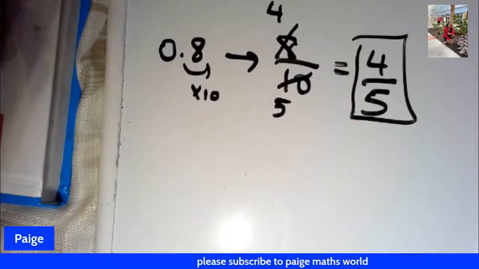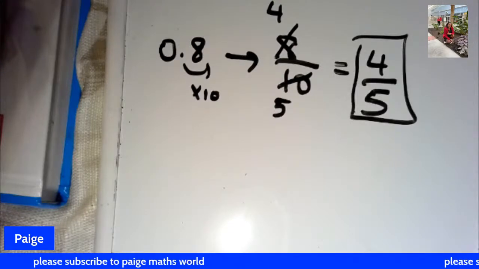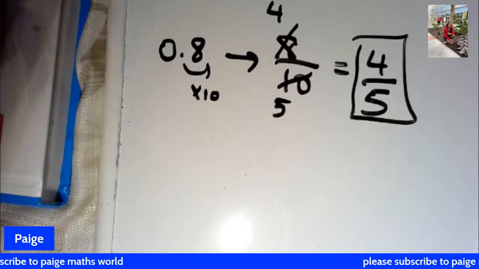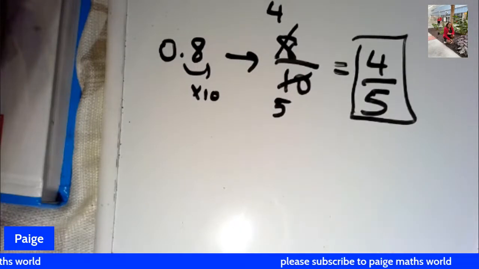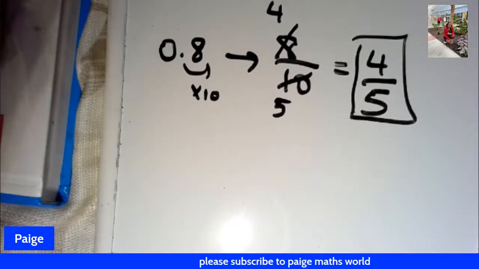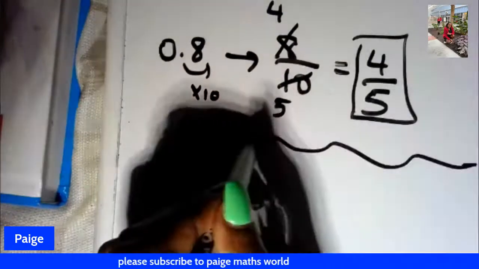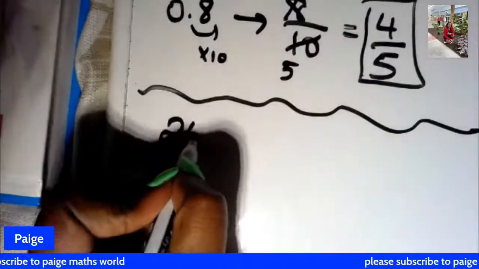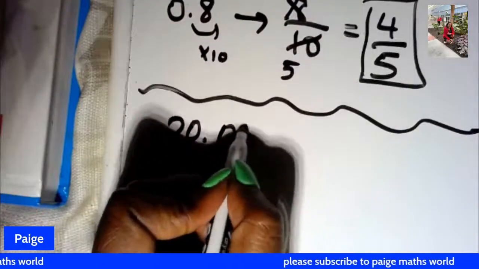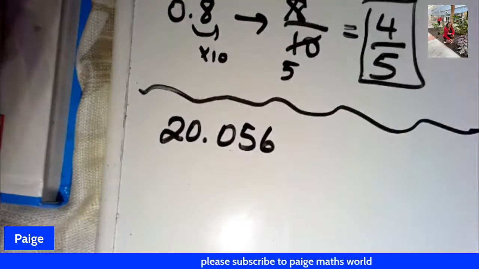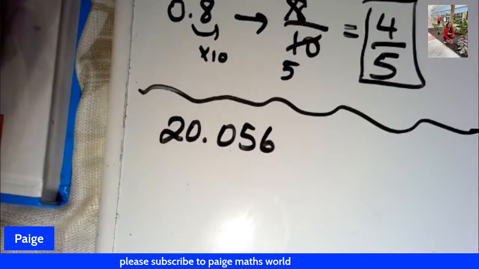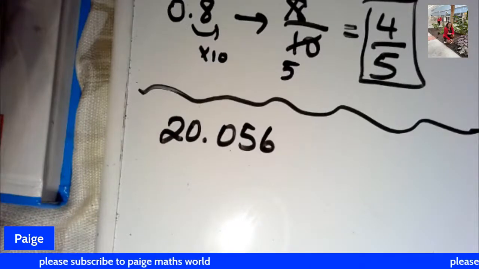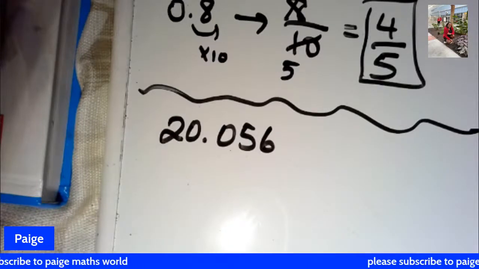Raymond, you don't even wait. Oh my God. So, all right. Congrats, Empress and Raymond. All right, we're going to be going back a little bit to rounding because Jay requested. So we're going to say 20.056. And we want to round this off to the nearest two decimal places.